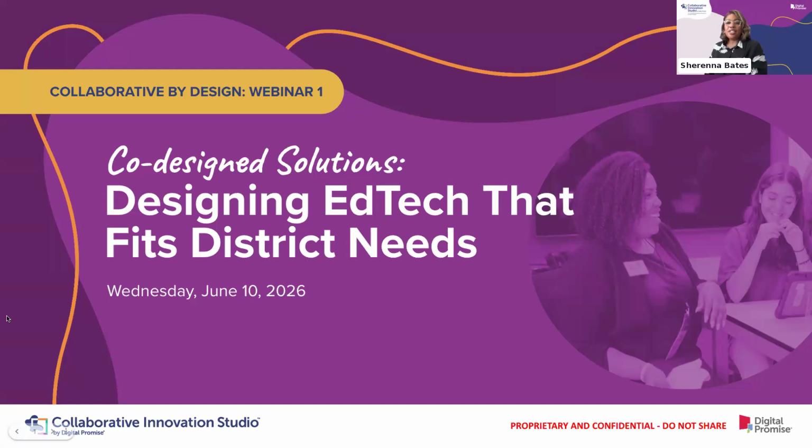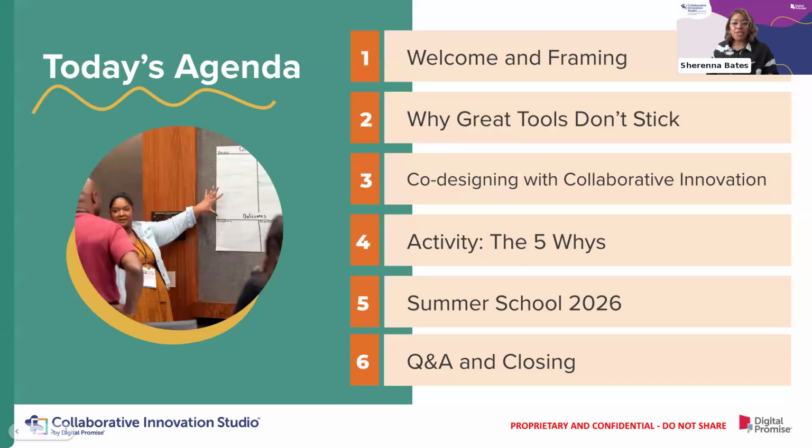So here is our agenda. You already received your welcome and the framing, and we're going to jump into why great tools don't stick. Then we're going to look at co-designing with collaborative innovation, an amazing framework that I believe you all will find utility in. Then there's that pop quiz, that homework. We're going to get into a 5 Whys activity. I'm going to talk briefly about an upcoming opportunity with our Summer School 2026, and then that Q&A that I mentioned to you all, and the closing.